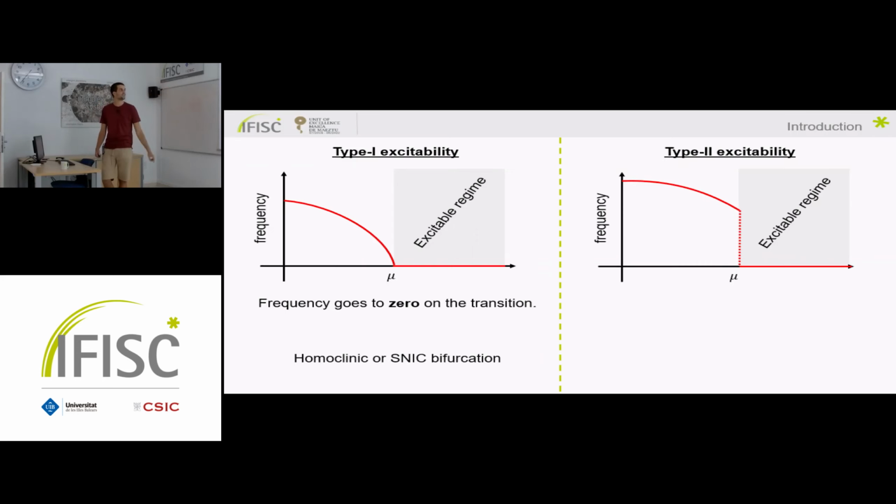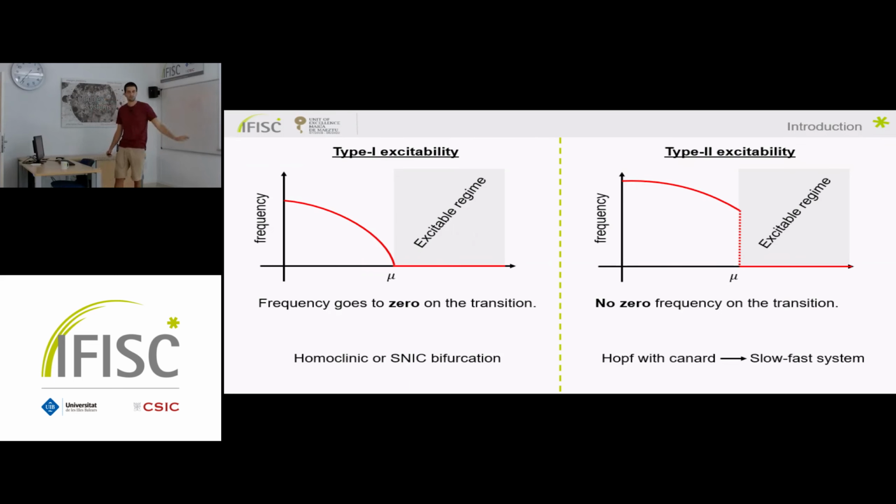On the other hand, in type 2 excitability, the frequency of the oscillations does not go to 0 at the point where they are destroyed. They have a finite frequency at that point. And this usually happens in a Hopf with a canard. And a Hopf with a canard is a bifurcation where small amplitude oscillations appear, but this oscillation becomes very big in a very short parameter range. So we can understand it as a destruction of this very big amplitude oscillation.